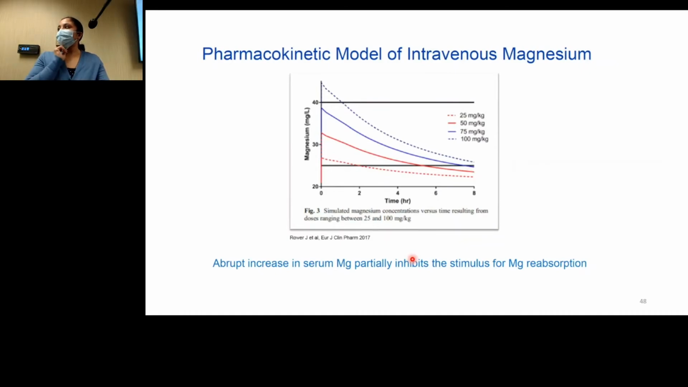So IV magnesium has its own caveats. Yes, can be used to replete in the acute setting if somebody is having an arrhythmia from hypomagnesemia. But really these patients, because they are chronically hypomagnesemic, not sure how much IV magnesium is going to really help, because anytime there is an abrupt increase in serum magnesium levels, it eventually inhibits the stimulus for mag reabsorption. Therefore, it causes actually more magnesium wasting through the kidneys.